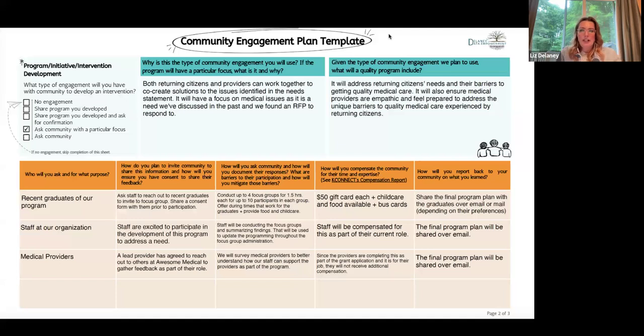We're going to provide them a $50 gift card, childcare and food, and then also offer them bus cards. And then we're going to share the final program plan with the graduates over email or mail. And something important to discuss at this level too, once you are actually in the planning, is do the graduates want to participate in programming, or does it not make sense for that to happen? And would it just be the current staff of the organization as well as the medical providers?